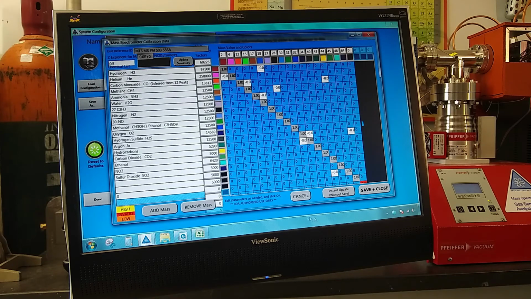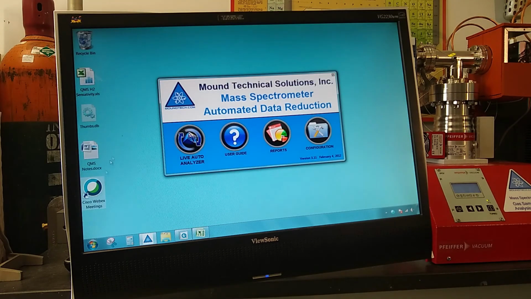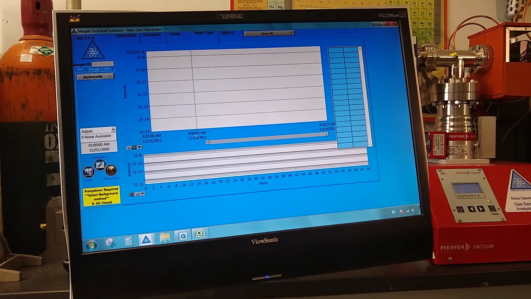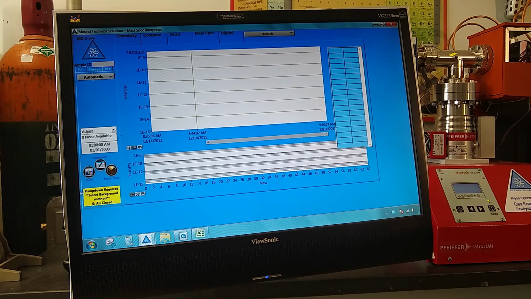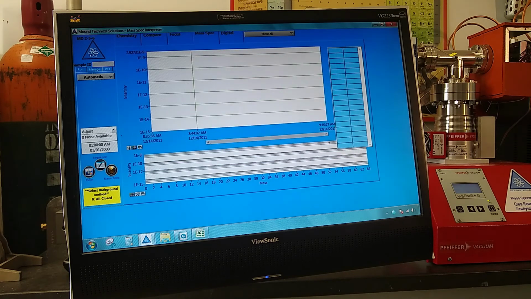So with that all configured, let's back out of this and take a look at our test itself. We'll open up our live analyzer, and we've got our vacuum station up and running, so the inlet system is already pumped down. While that's happening, let's go ahead and pump down our inlet itself. We've got our sample chamber evacuated. Now we're pumping down our inlet, and shortly when it sees sufficient vacuum, it'll give us the green light. We're good to go.